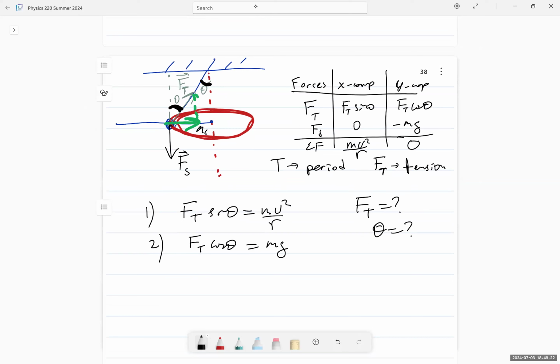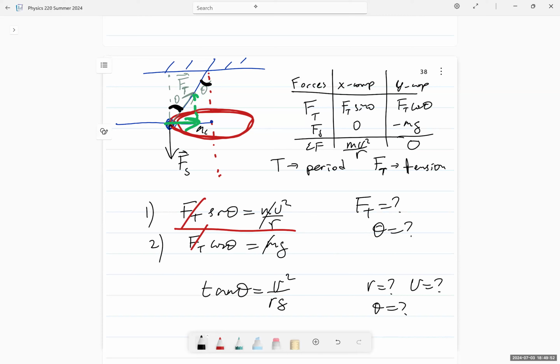Generally the best way to solve this problem is to take equation 1 and equation 2 and divide them. If I divide them, the left side is F of t sine theta over F of t cosine theta. F of t goes away, and I end up with tangent of theta. On the right side, the mass cancels out, and I have v squared over rg. Then I can solve for a number of things. For example, I can solve for radius, speed, or theta, depending on what's given to you.